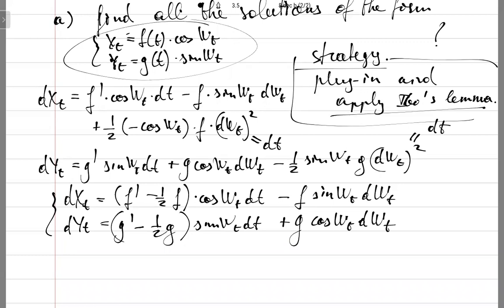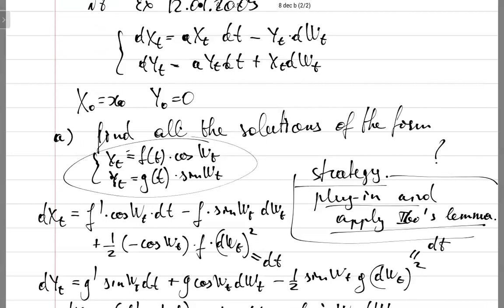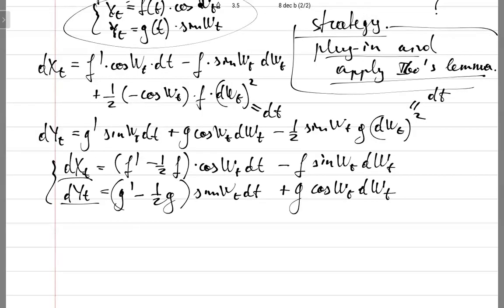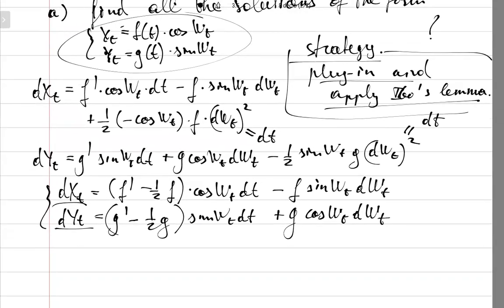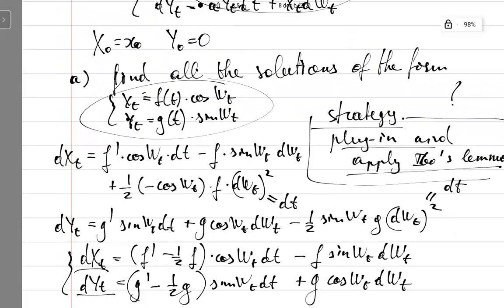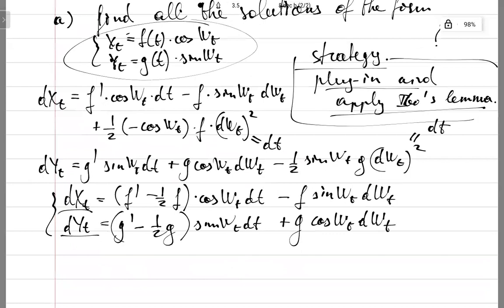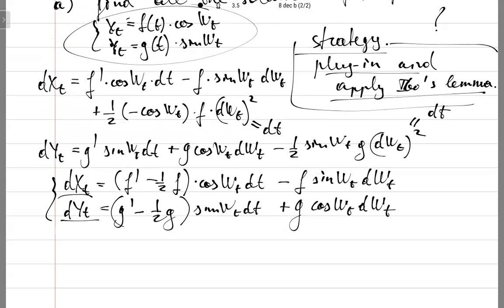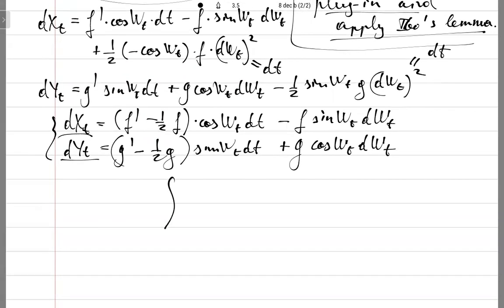So I have applied Ito's lemma. Let's plug in. I should have this answer. If I plug in dX_t and dY_t there, they should coincide. Basically, we have 4 equations. They should coincide: original equation, original equation.